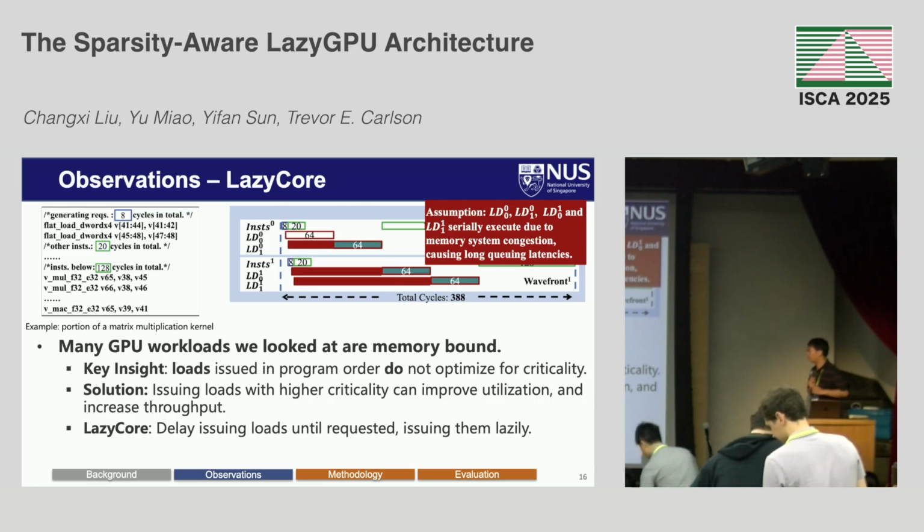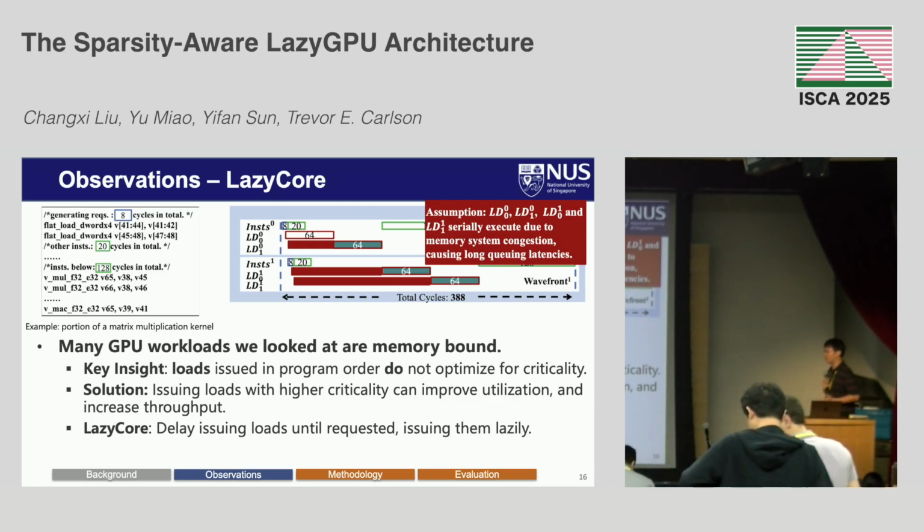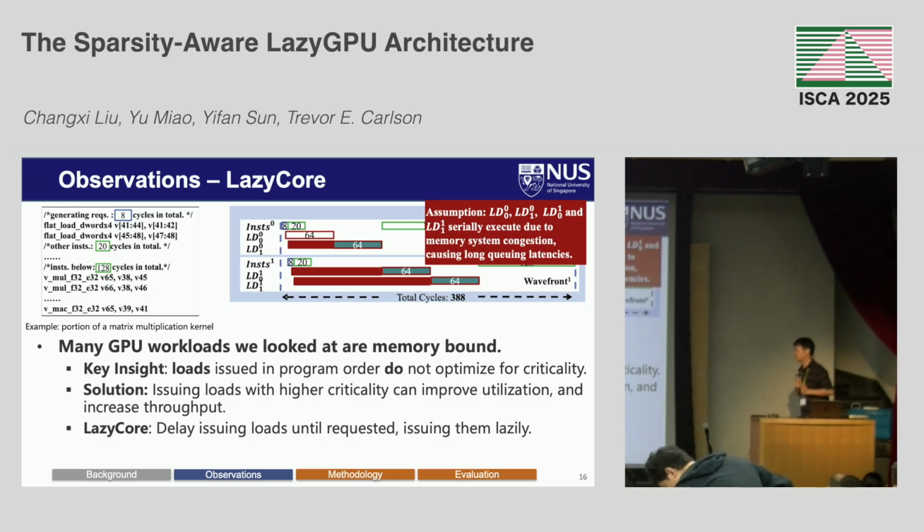So our urgent memory request is blocked by the non-urgent memory request. So how to solve it? We're thinking, how about we issue these loads with high criticality to improve the utilization and increase the throughput? But how? Which one is more important, which one is not important? It's hard to decide. So our insight is: if we don't know, maybe we just delay issuing them until we really require it.